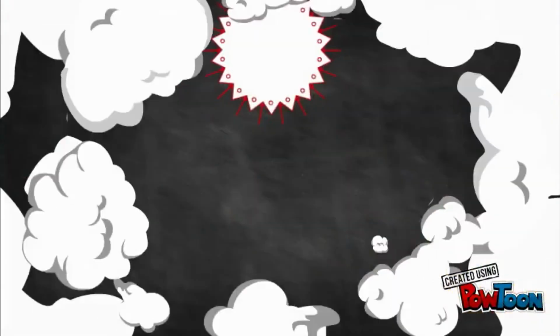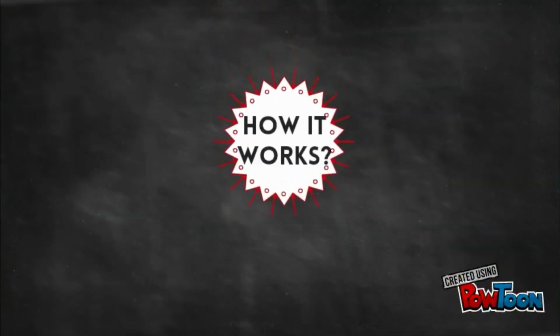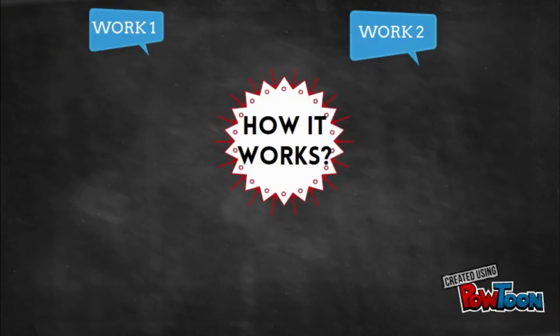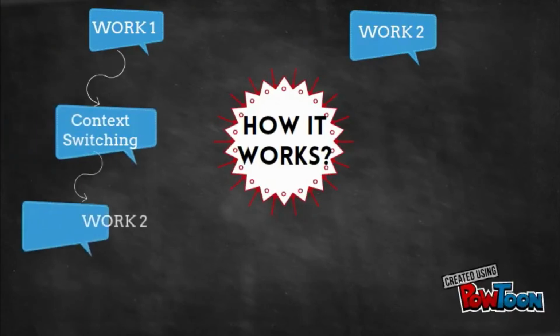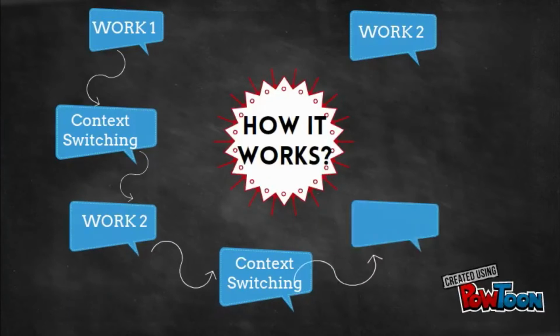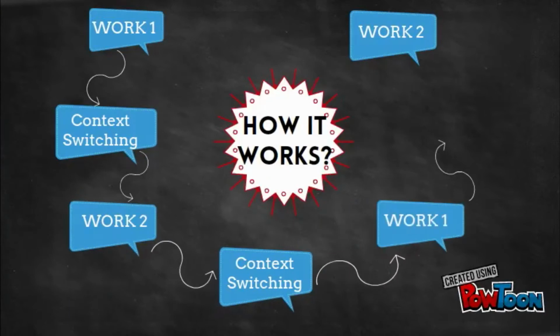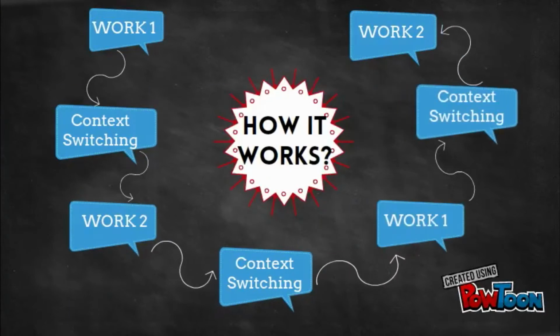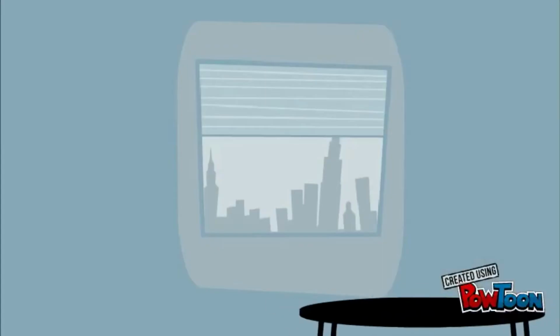Next, here is how context switching works. For example, there are two processes, work 1 and work 2. The process then changes from work 1 to work 2. It will continue to switch until both processes finish. This action is called context switching. Oh, so that is context switching.